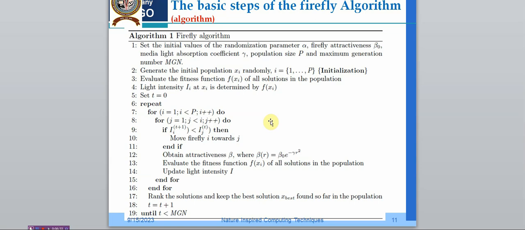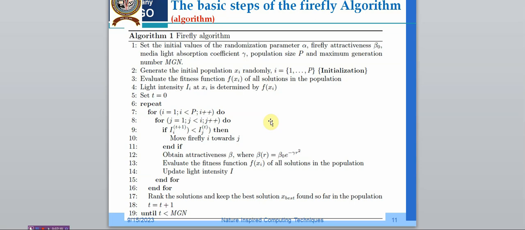Then in the iteration phase we set t equal to 0 and repeat this for i equal to 1, i less than p, i plus plus, and j equal to 1. That is all the for loops I am using. j equal to 1, j less than i, and j plus plus. So this is the loop, and if the condition Ii of t is less than Ij of t, then move firefly i towards j. Okay, this is the condition. And we obtain the attractiveness beta, represented by the equation beta of r equal to beta 0, that is at the source, times e to the power minus gamma r squared.